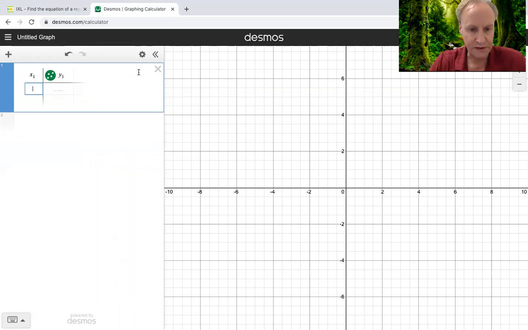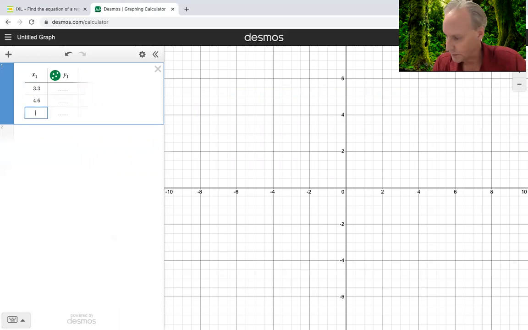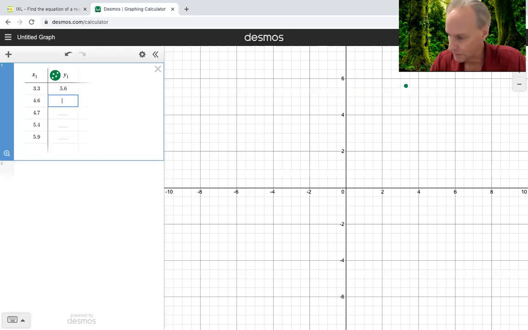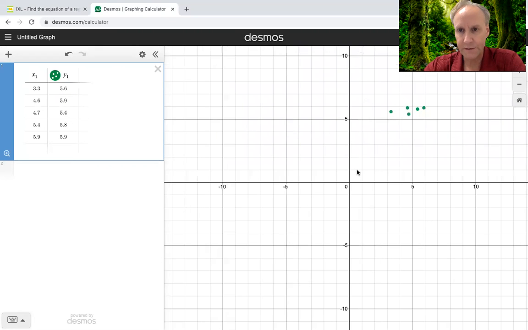It's usually easiest to type in the X's first: 3.3, 4.6, 4.7, 5.4, 5.9, 5.6, 5.9, 5.4, 5.8, and 5.9. Now, if you have one little error in here, by the way, here's our points.